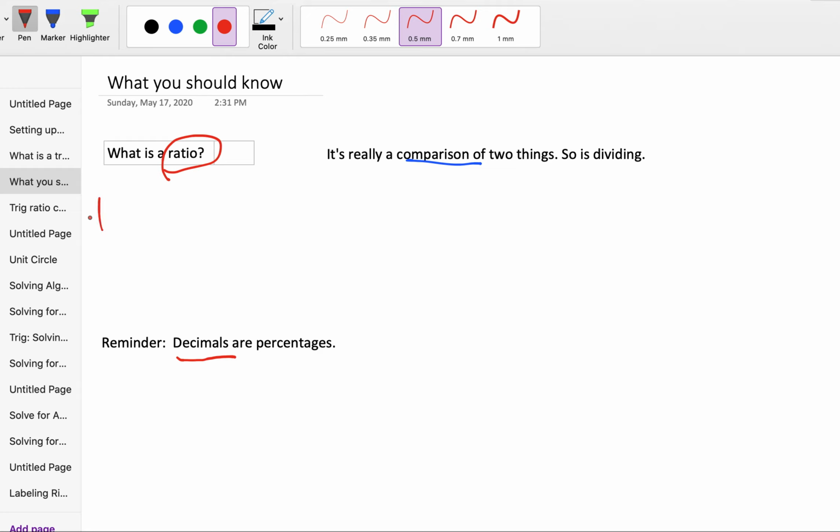So when I say tangent of x equals 1 over 2, the 1 over 2 is a ratio, or a comparison. So a ratio is a comparison of two things. And so what are we comparing with tangent? We're comparing the opposite side to the adjacent side. So this one is saying that for every 1 in the opposite side, there are 2 in the adjacent side. So we'll get more into that.